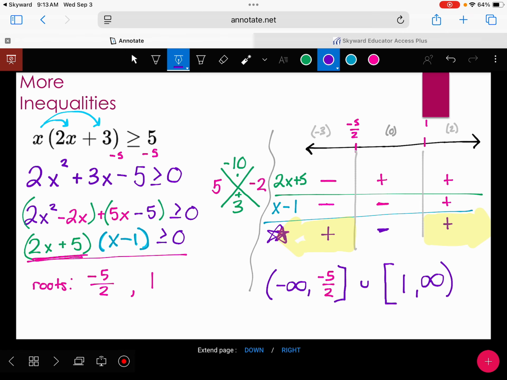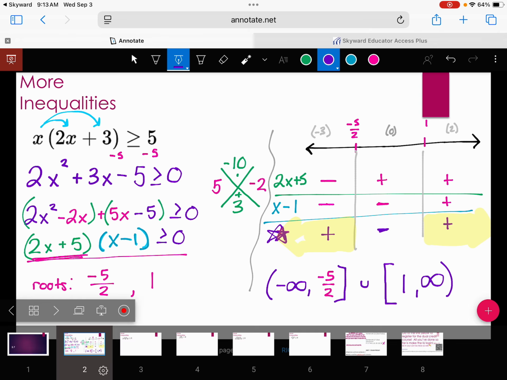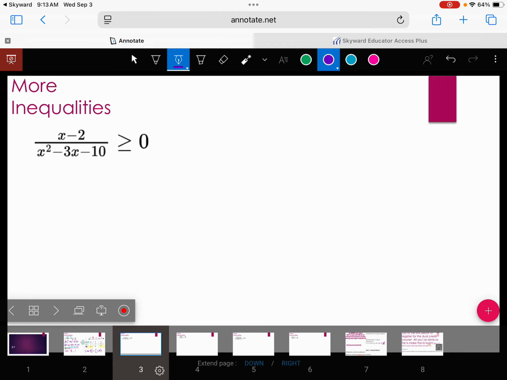Okay, questions on the kind of quadratic version of these? Because it's not always going to stay super nice quadratic. Sometimes you're going to get things like this. These are the last kinds that we're going to see.